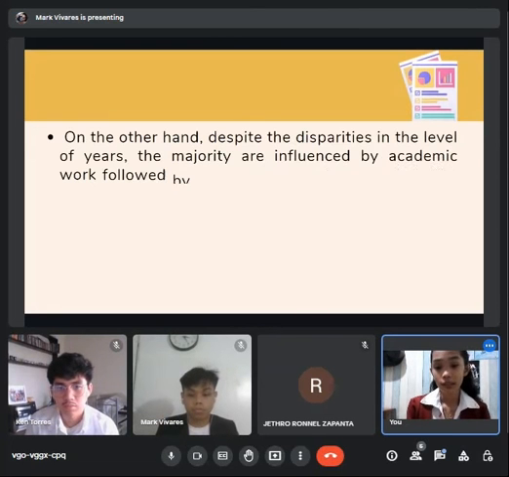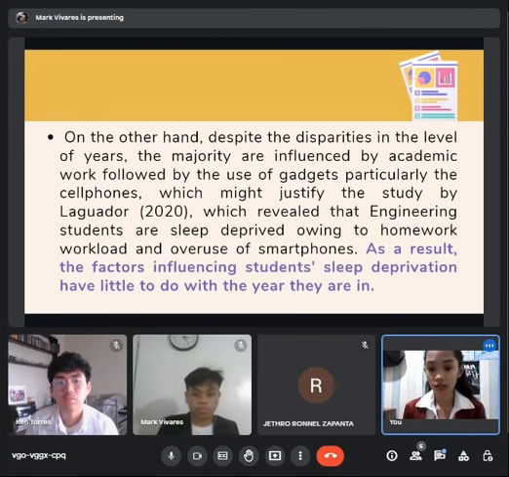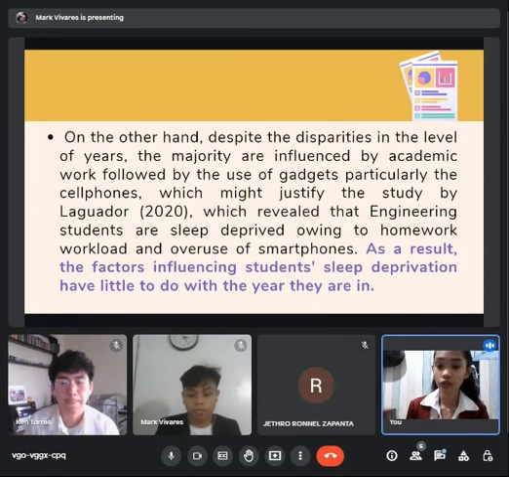And conversely, despite the disparities in the year levels, the majority are influenced by academic works, followed by the use of gadgets, particularly the cell phone, which justifies the study by Laguador in 2020, which shows that the factors influencing students' sleep deprivation have little to do with the year they are in.